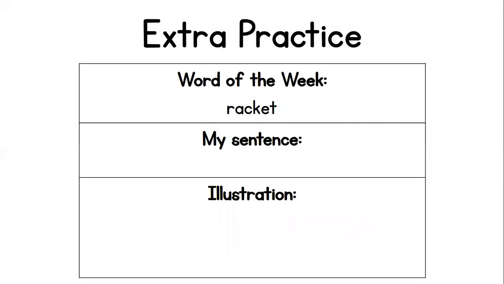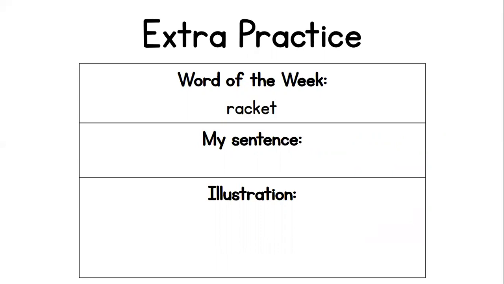Very nice, second grade. So finishing up for today, I just have a little extra practice if you would like it. You can just grab a piece of paper and a pencil, and I want you to think about the word racket. The word racket was our word of the week. Racket means a loud, unpleasant noise. So my challenge for you is to try to come up with your very own sentence to show me that you understand what a racket is.